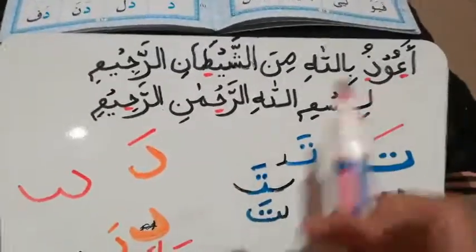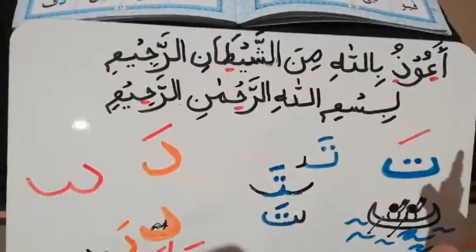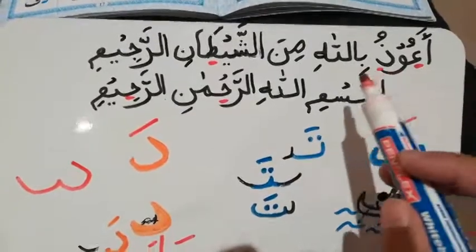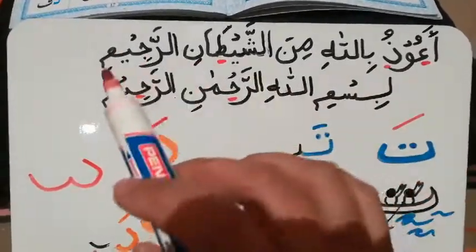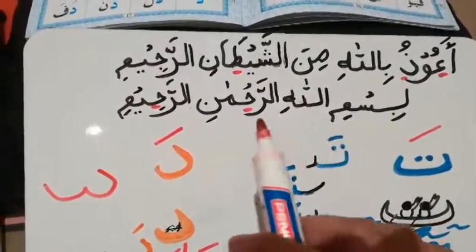Okay, let's begin with Ta'awudh and Tasmiyah. We're going to go over lesson 5. A'udhu billahi minash shaytanir rajim. Bismillahir Rahmanir Rahim.